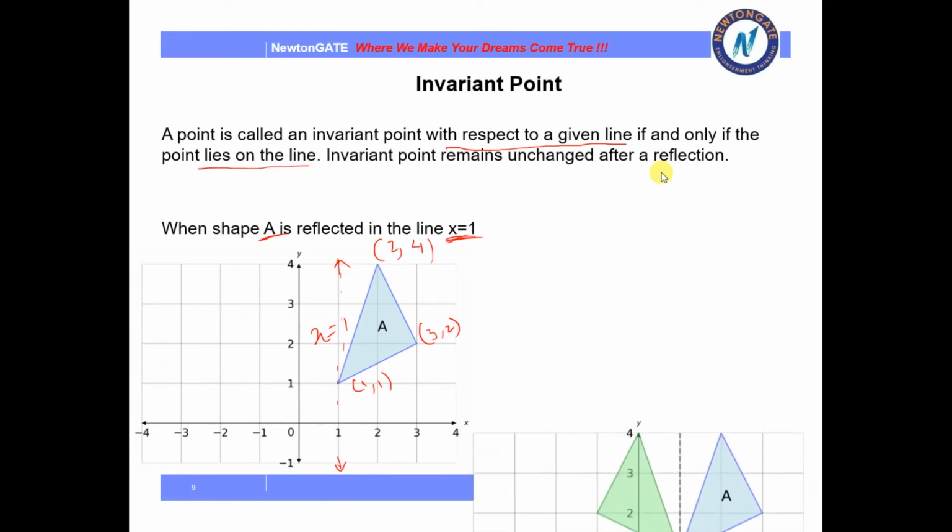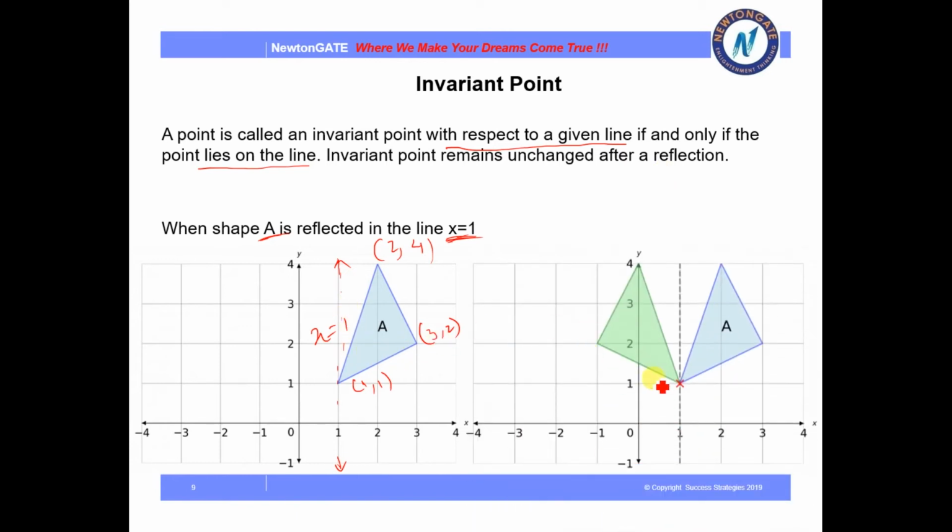So if this shape is reflected, see, the point (1, 1) remains (1, 1), but the point (3, 2) becomes (-1, 2). And this point here, what does this become? (0, 4).